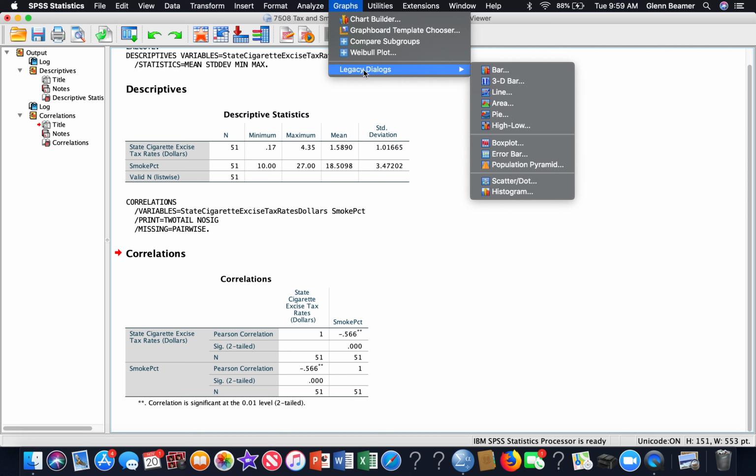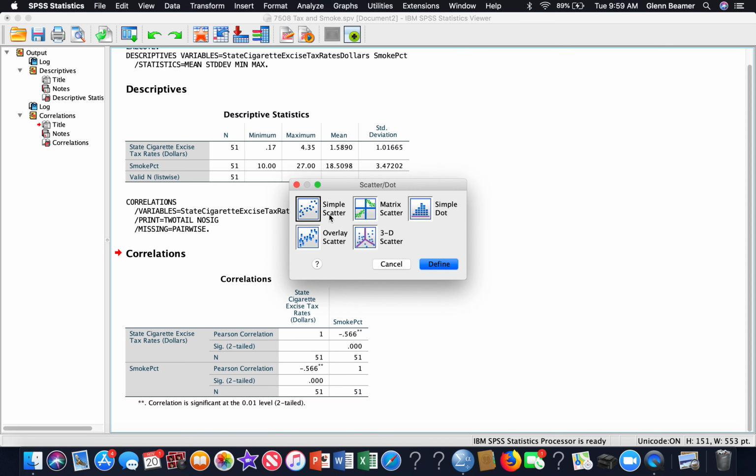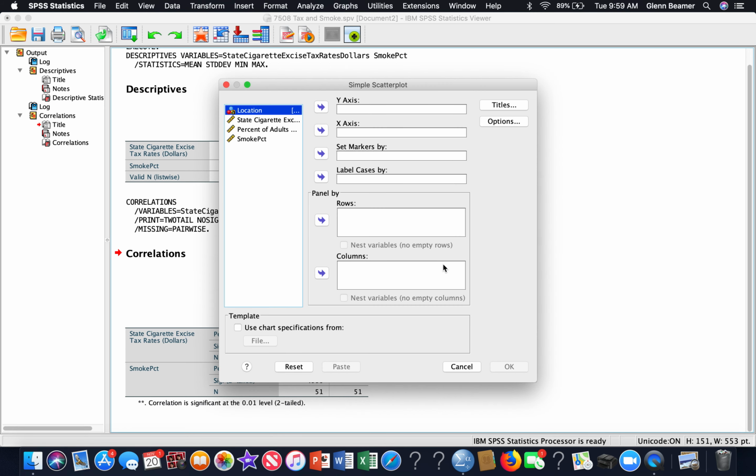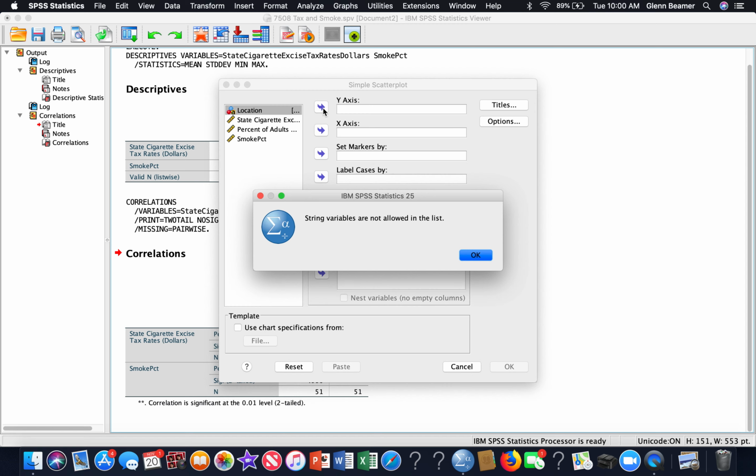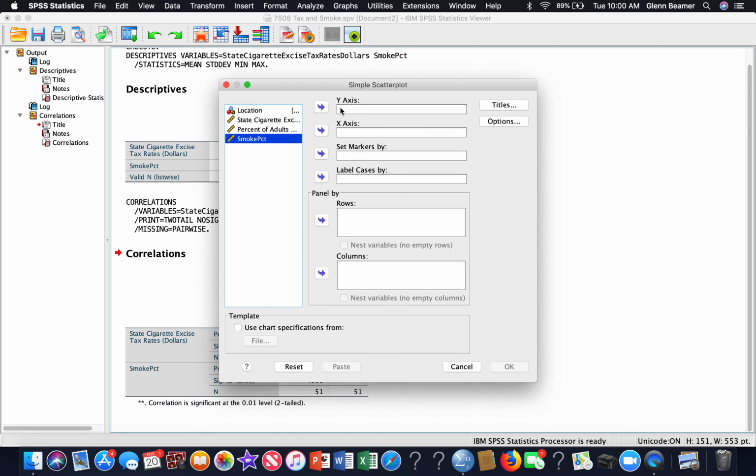To do the graph and the scatter plot, if you go to Legacy Dialogs, you'll see that there's a Scatter/Dot option down here at the bottom. And for some reason, this is much more sane. And then you can do a simple scatter and define it. And you can define the y-axis. We're saying that the response is the smoking percent, so that becomes the y-axis. And then the state cigarette tax is the causal variable, so that becomes the x-axis.